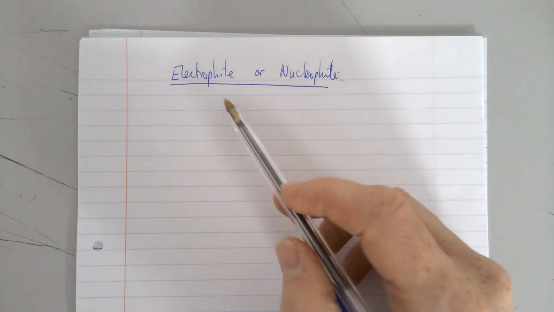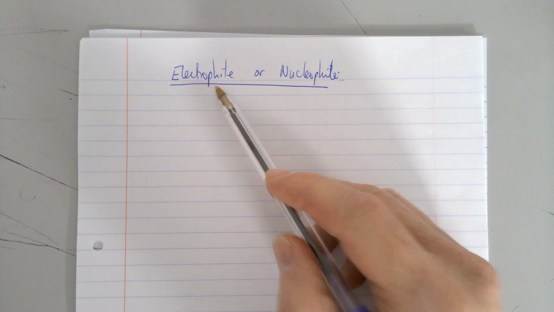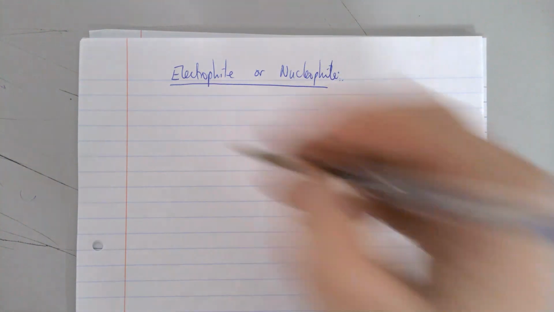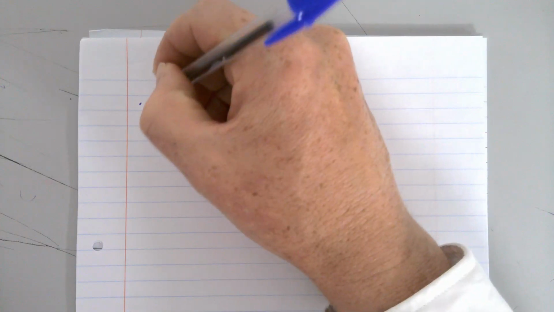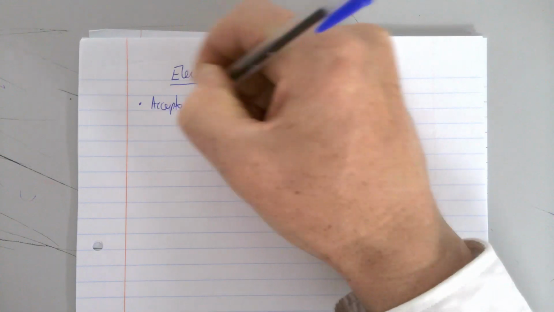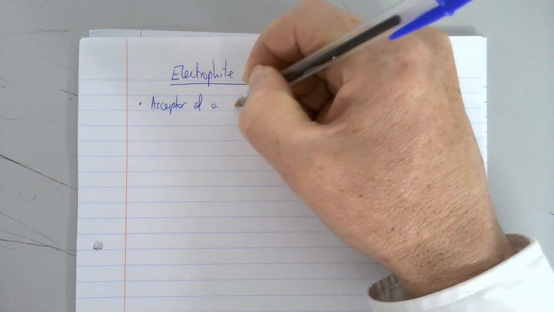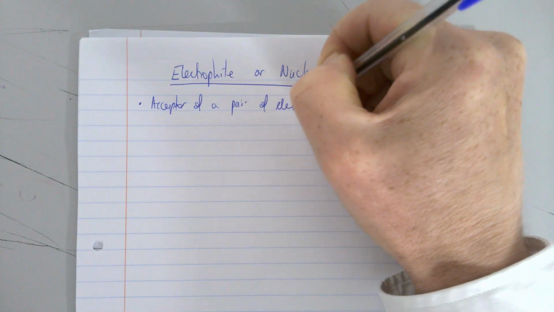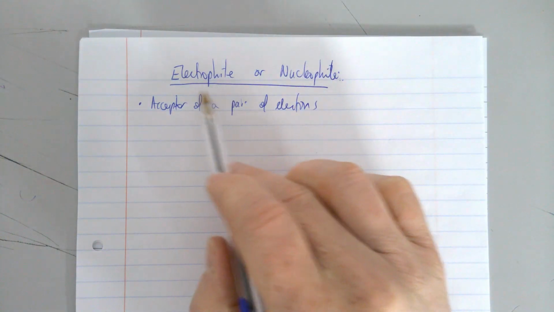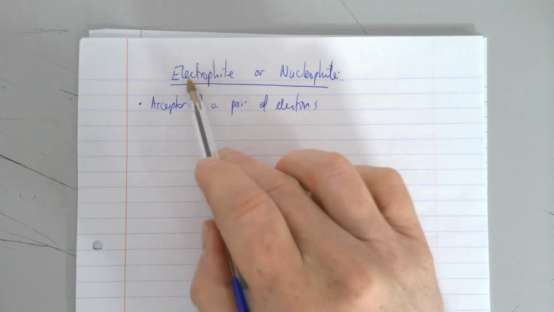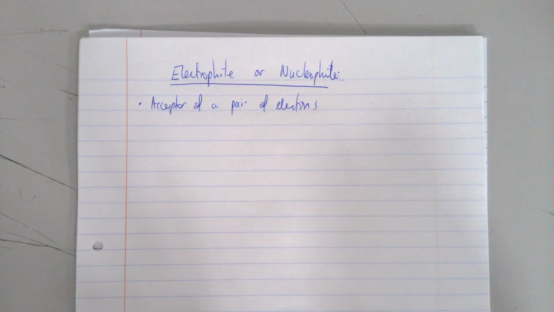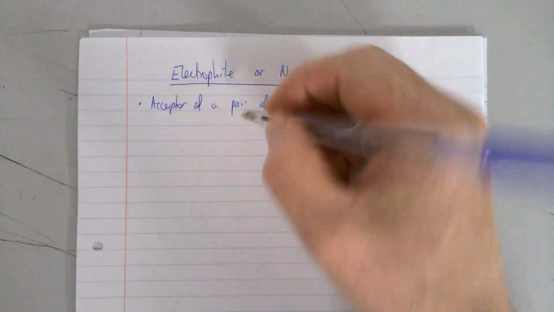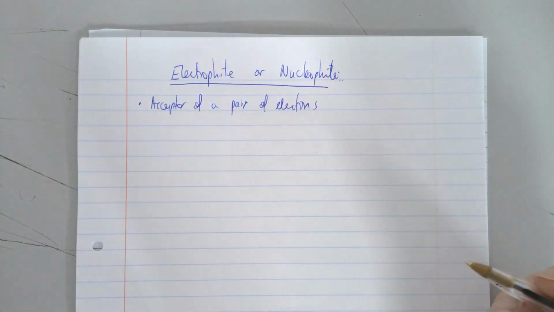Hopefully this will be a short video discussing when to use the words electrophile and nucleophile. So an electrophile is an acceptor of a pair of electrons, and it comes from this idea that the phile, lover of electrons, negative charged things or partially negative charged things, can be electrophiles, but the definition we need to be aware of is that they will accept a pair of electrons in a mechanism.